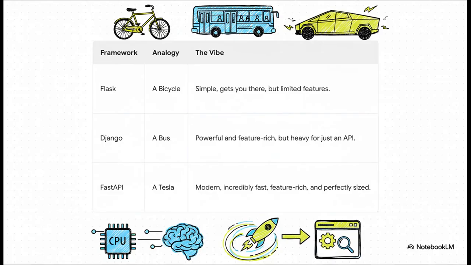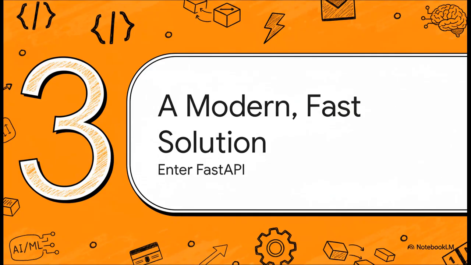Now, what's so great about this slide is how perfectly it captures that whole situation. Using Flask was like riding a bicycle. It's simple, it gets you there, but you wouldn't take it on the highway. Django was like a big city bus. It's powerful and can carry a lot, but it's way too big and complex if all you need is a quick ride across town. And then there's FastAPI. It's the Tesla. Modern, ridiculously fast, packed with exactly the features you need, and built for performance right from the start. So let's meet the hero of our story.